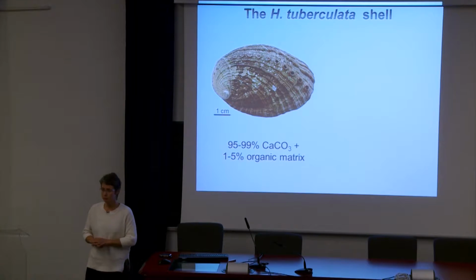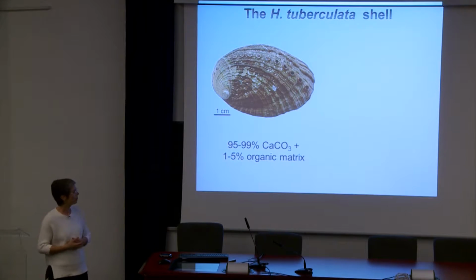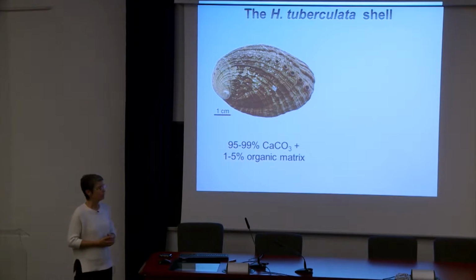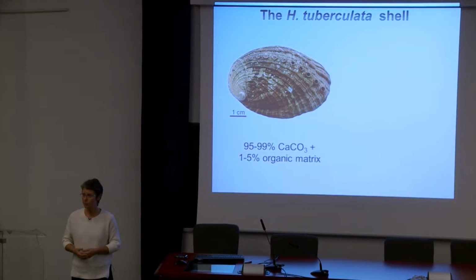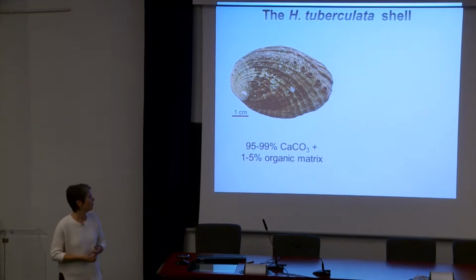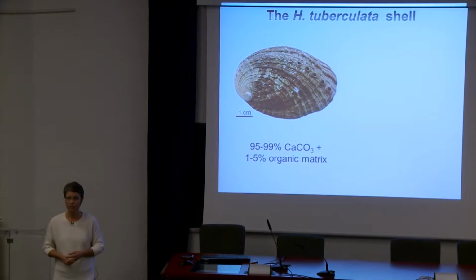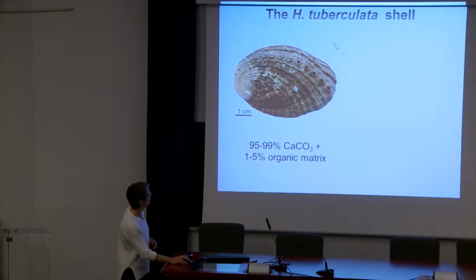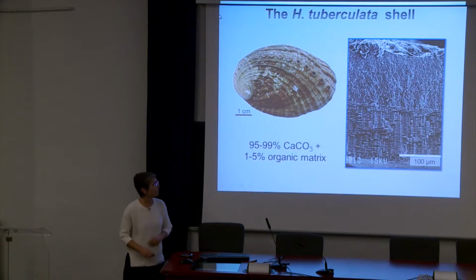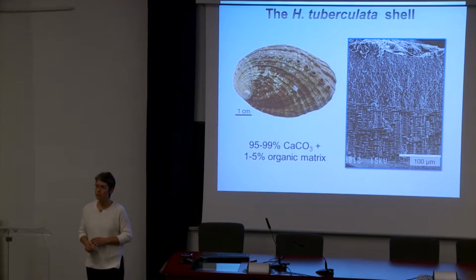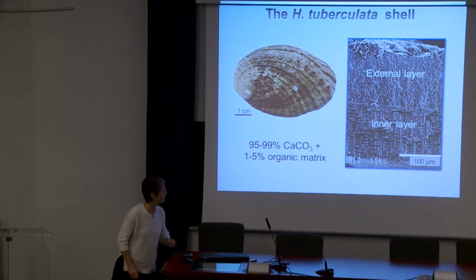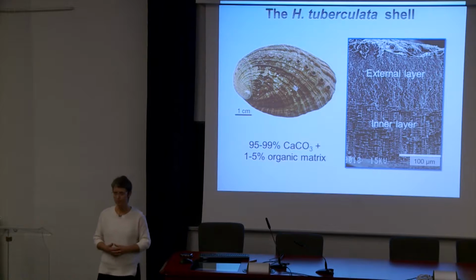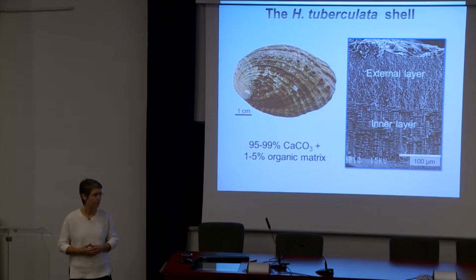If we have a closer look at its shell, it's almost entirely made of calcium carbonate, aragonite, with 1 to 5% of organic matrix. The holes you can see here are respiratory apertures. The shell is made of two main layers, an external one and an inner one, and I will come back to this later.